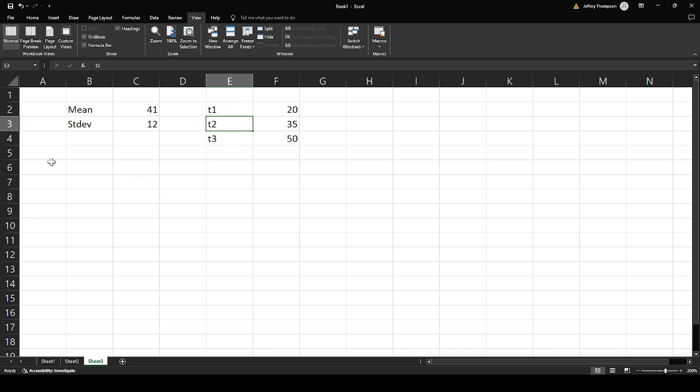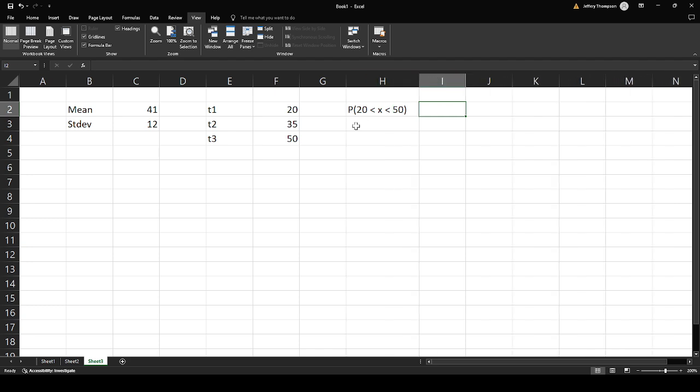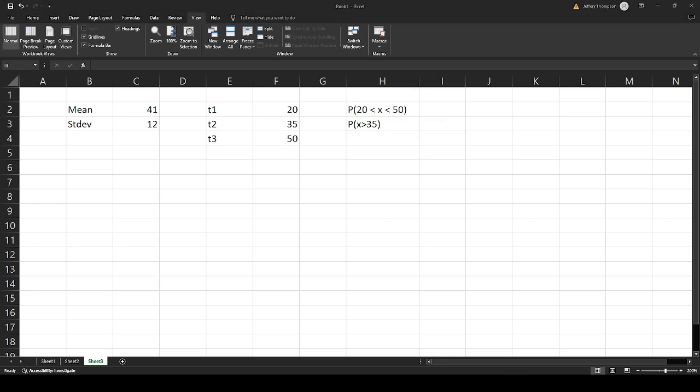So the first question asks for the probability that the time is between 20 and 50. So we'll look for that probability. And then the other probability was that it was more than 35. Those are the two probabilities the question was asking us for.